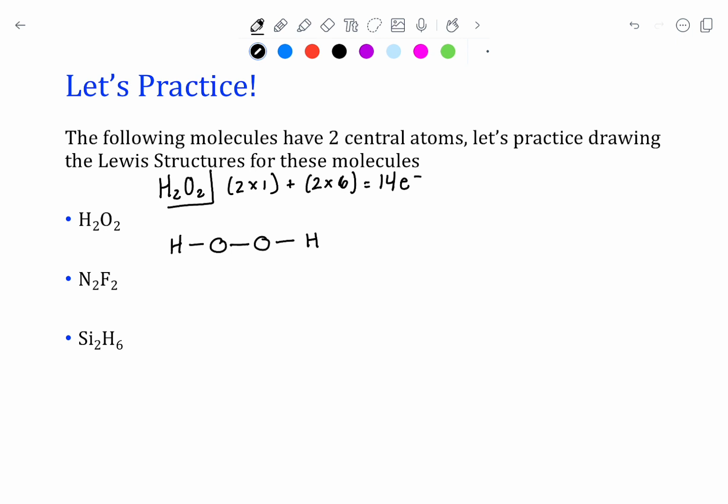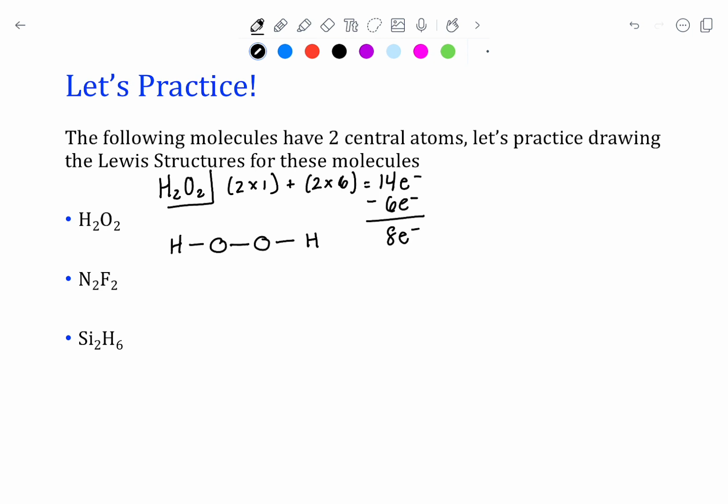I've used up all of my atoms. And in doing that, I've used up 6 electrons, right? I have 2, 4, 6 electrons that are wrapped up in bonds. So I'm going to subtract those 6 electrons there, and I'm going to be left with 8 electrons left over.